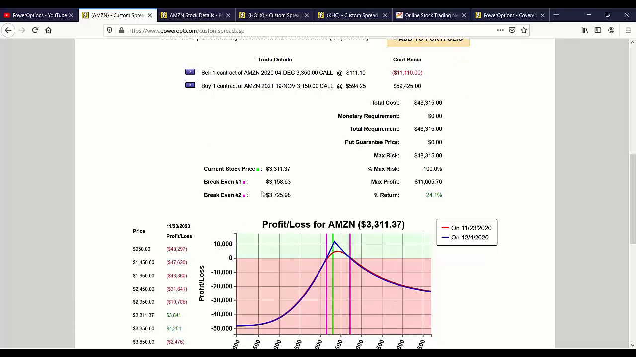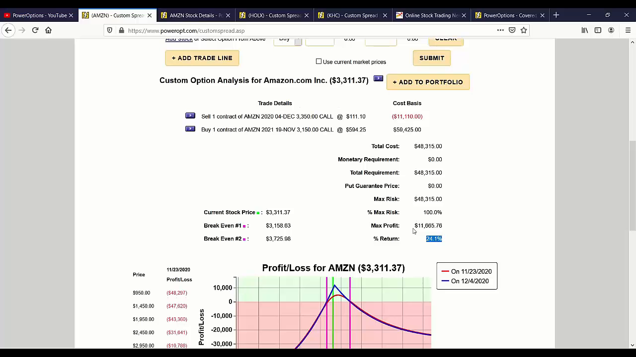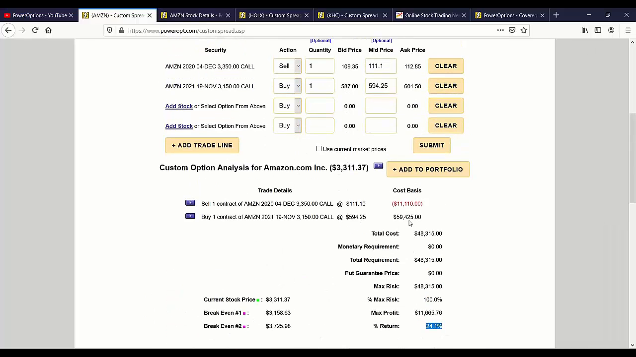I wouldn't do this. Break evens are higher and lower. So I'm down to 31.58 for the lower break even and up to 37.25 for the upper. Still not that great. 24% return, similar to yours. Why is this not the position I want? It's because whenever I set up a true diagonal spread, my net debit, the cost that I pay into the position, in this case, it's $483.15 per contract.